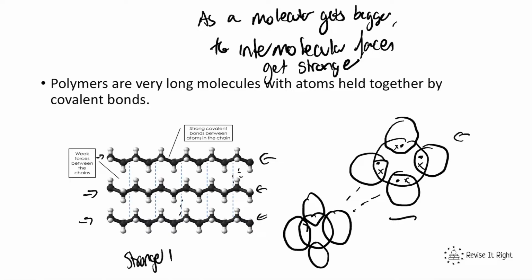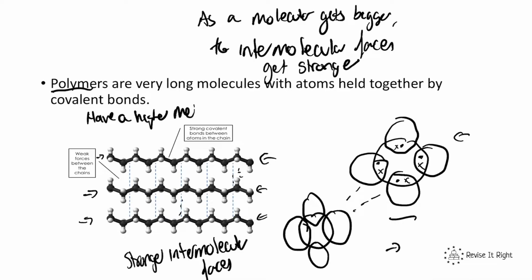They'll have stronger intermolecular forces than these, which means that polymers have a higher melting and boiling point than simple molecular structures, which have a lower melting and boiling point.